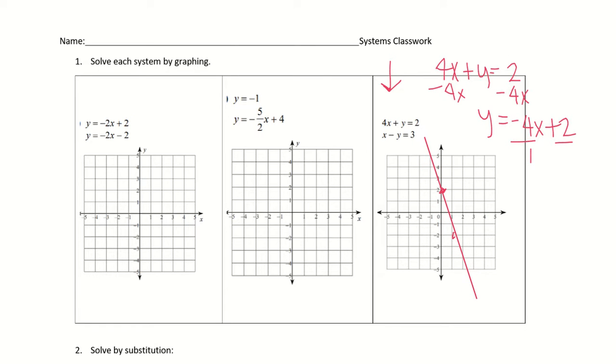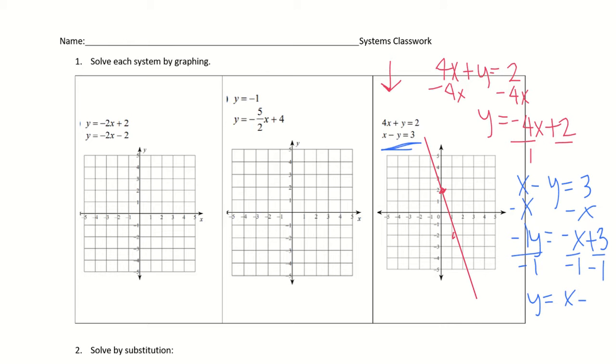And then the second line is x minus y equals 3. Solve that, subtract x from both sides. Negative y equals negative x plus 3. Negative y really means negative 1y, so we need to divide every term by negative 1. We get y equals x minus 3, because negative 1x divided by negative 1 is just 1.